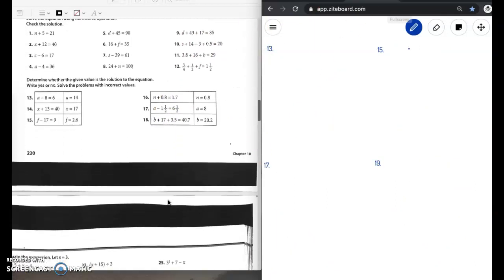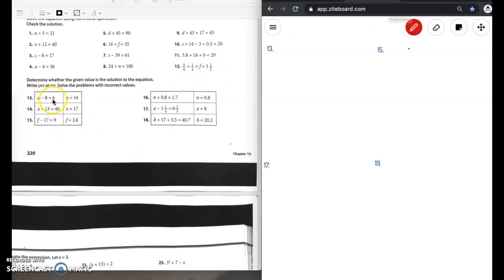Woohoo! Okay. Determine whether the given value is the solution or the answer to the equation. Write yes or no. Solve the problems with the incorrect values. Okay, so first we're going to be substituting the variable with the given number, and then we're going to solve it. And we're going to see if it's correct or not. If it's wrong, then we have to solve it and make it correct. So let's go ahead and try this.